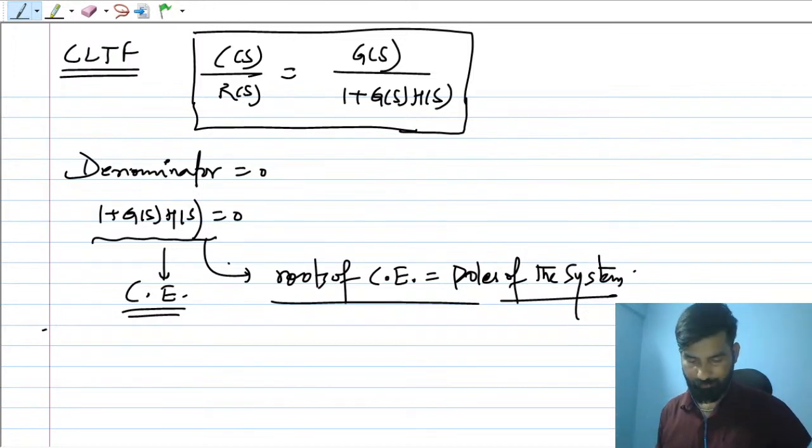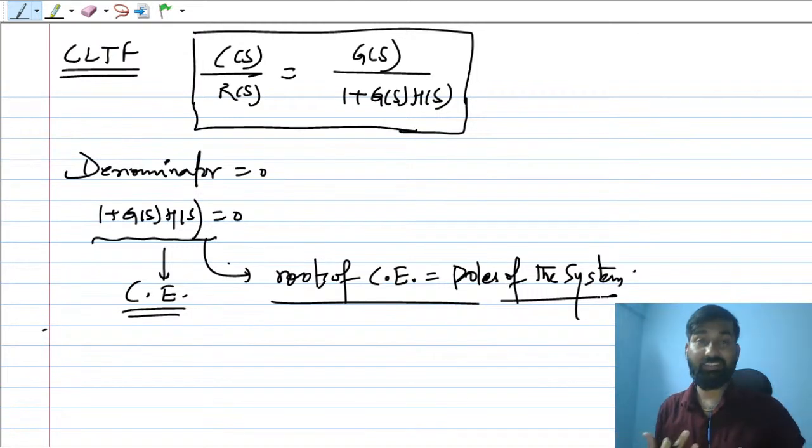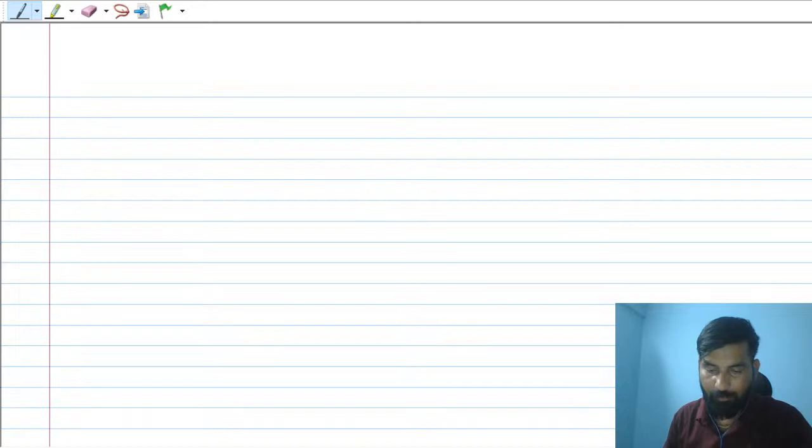So always keep in mind, whenever you want to investigate the system characteristics, the features, the properties of the system, who is going to characterize the entire system? The denominator, not the numerator. That you have to keep in mind. So that is why the denominator is very important.